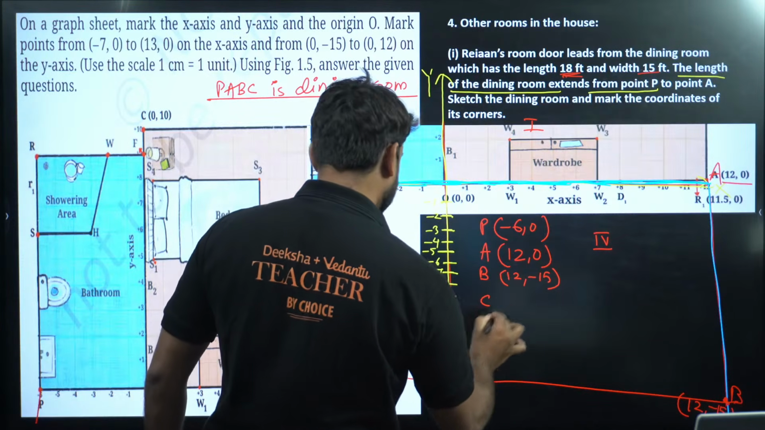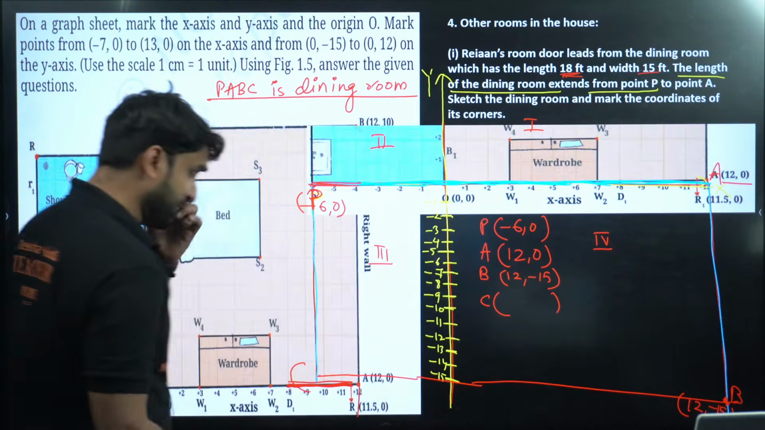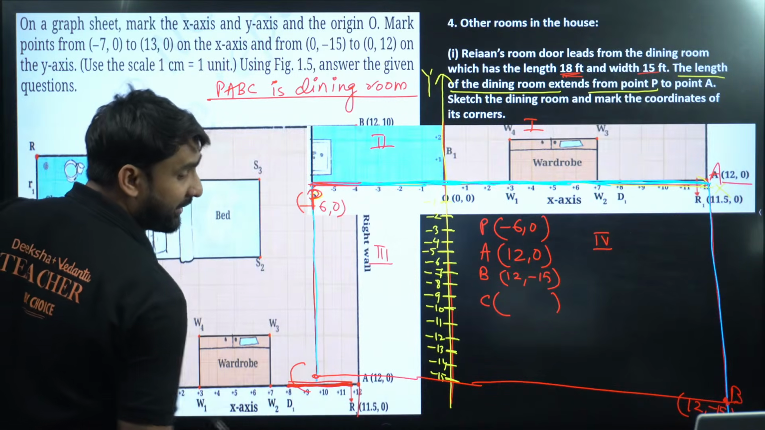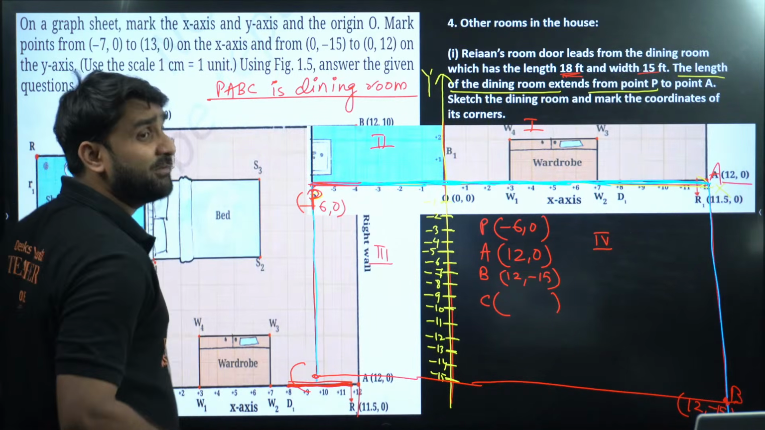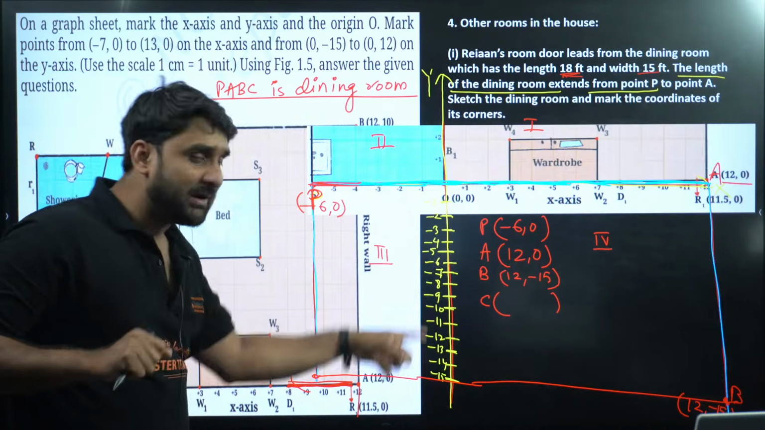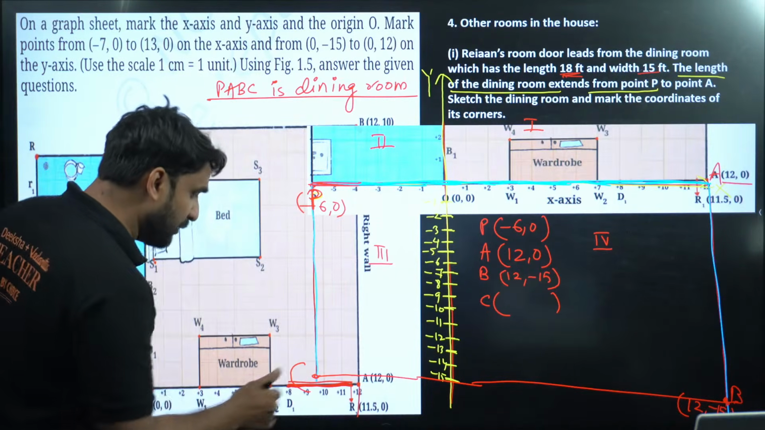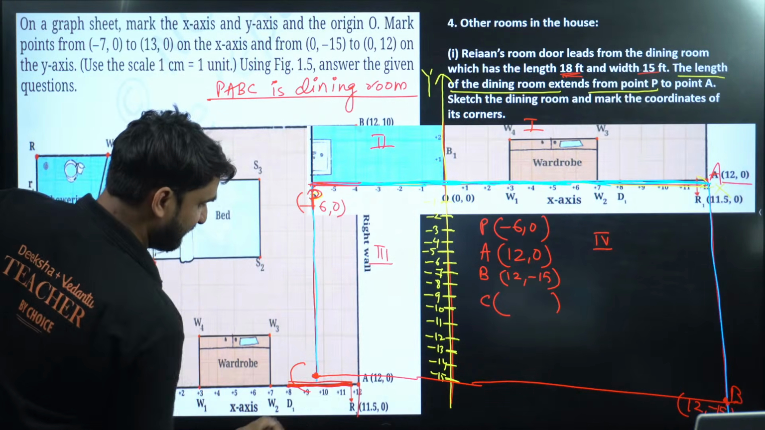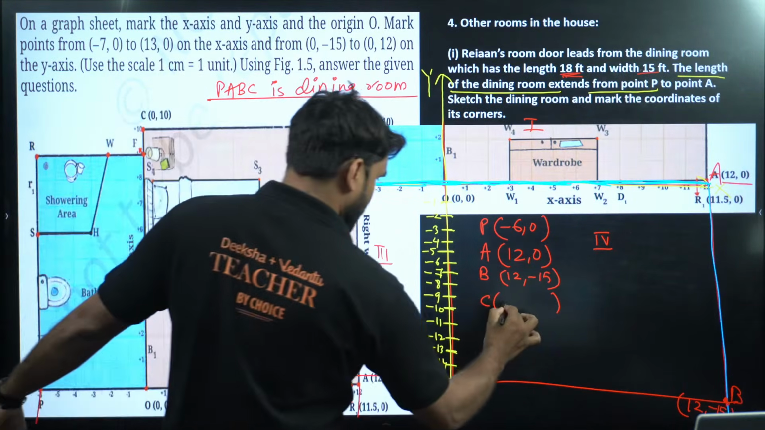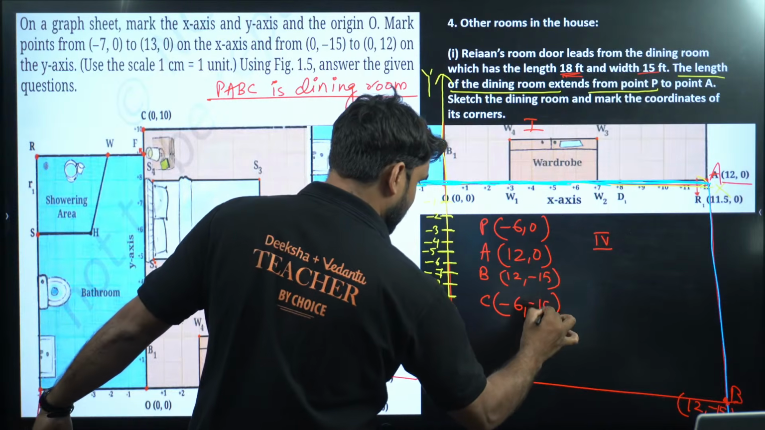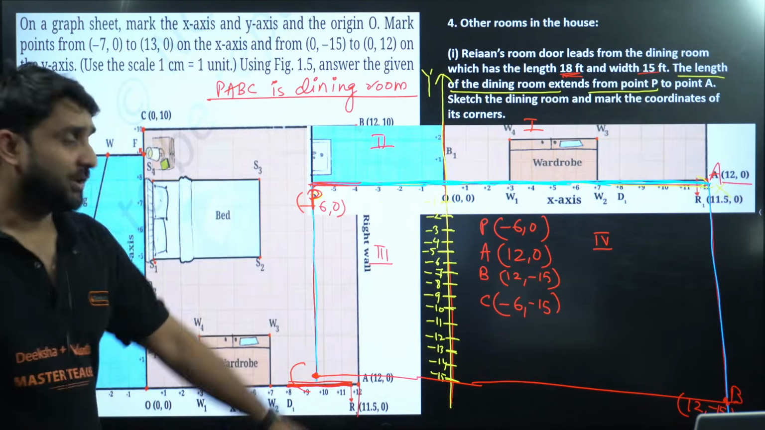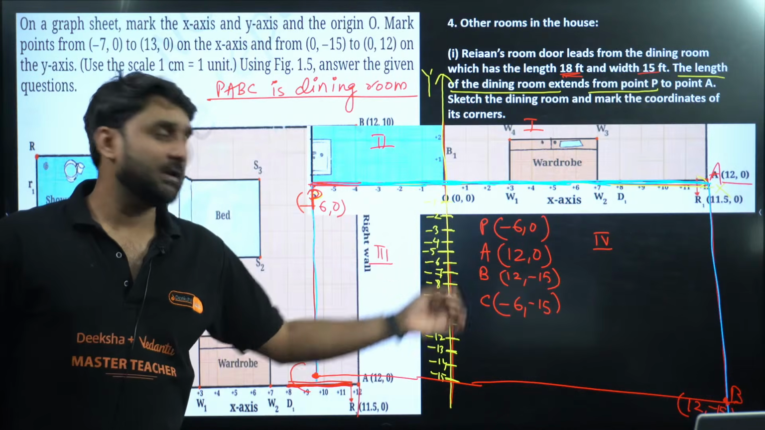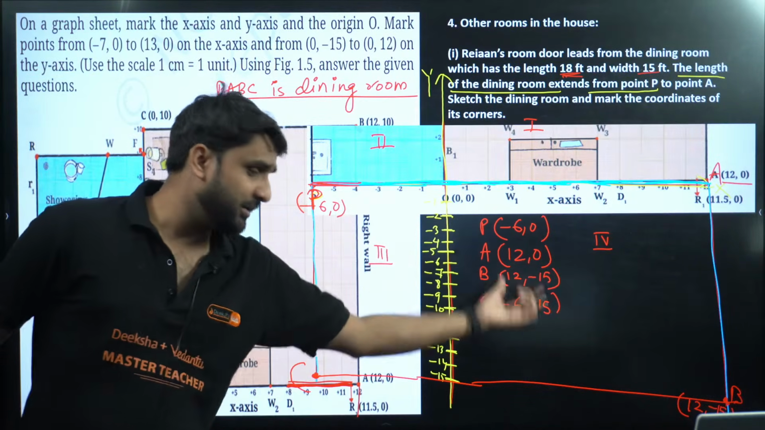Now what will be C here? C is in the third quadrant, and the third quadrant is made up of both negative values, x negative and y negative. So this will be -6 and -15. So the C coordinate will be -6, -15. This is the answer. So the coordinates of the dining room PABC are visible in front of you.